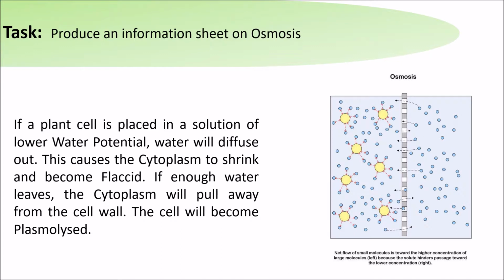If a plant cell is placed in a solution of lower water potential, water will diffuse out. This causes the cytoplasm to shrink and become flaccid. If enough water leaves, the cytoplasm will pull away from the cell wall and the cell will become plasmolysed.